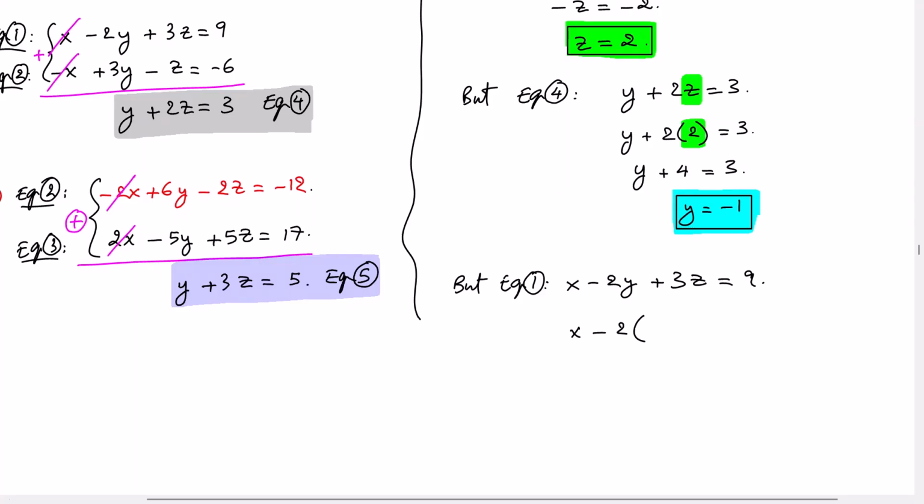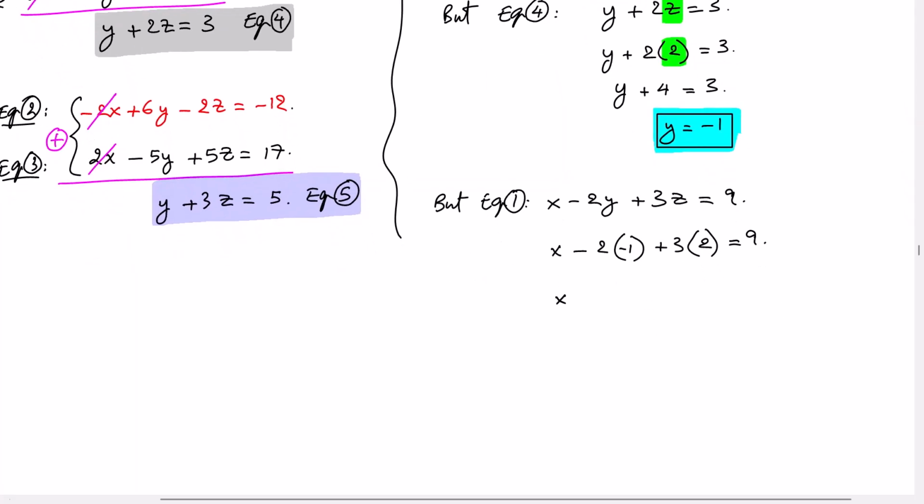x minus 2y, but y is negative 1, plus 3z, but z is 2, is supposed to be 9. So this means x plus 2 plus 6 has to be 9. And so x must be, let's see, 6 plus 2 is going to be 8. Move it across, it becomes negative 8, and 9 minus 8 will be just simply 1. And that is the end because we now have the variables x, y, and z.